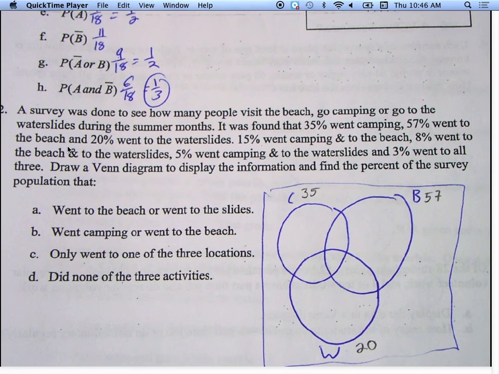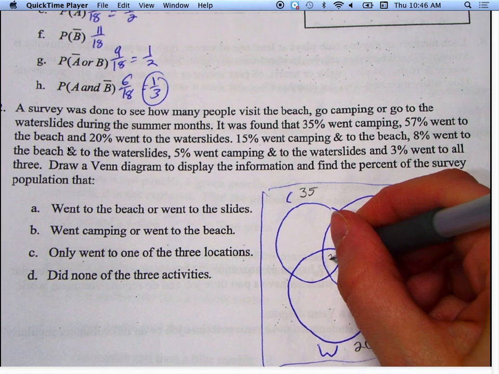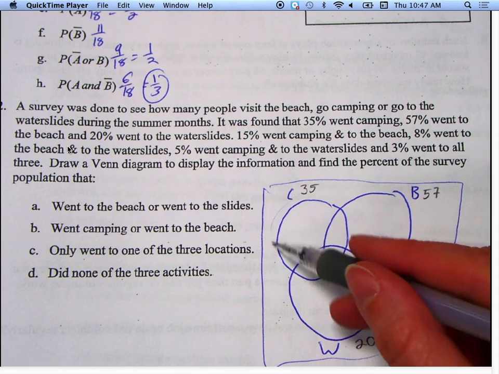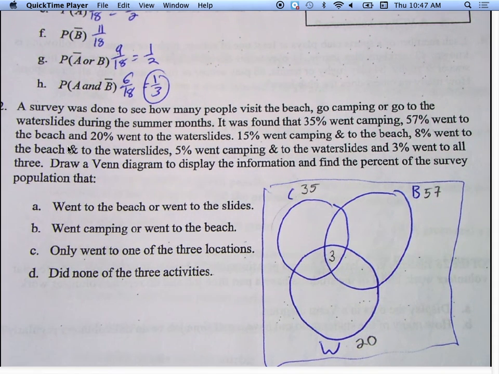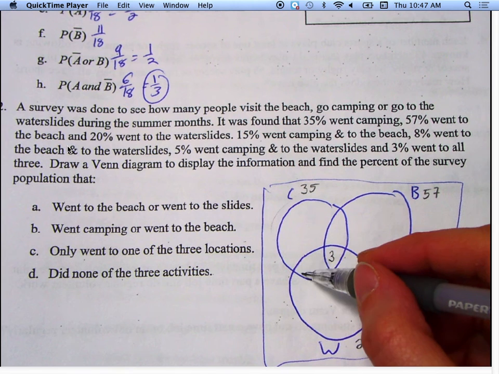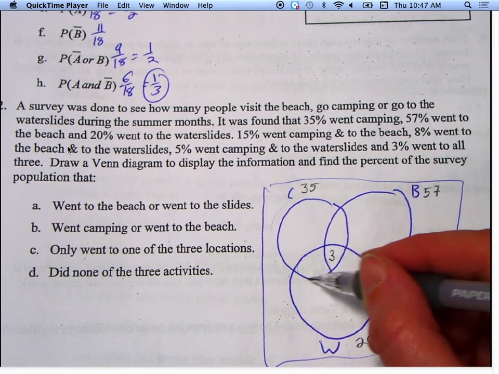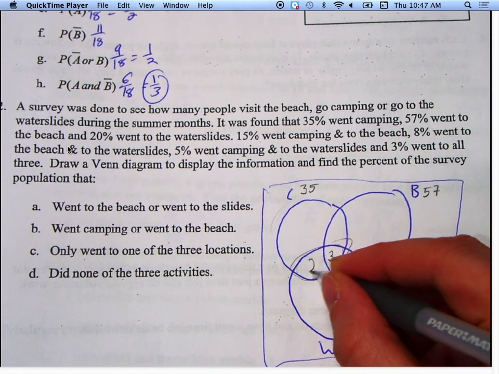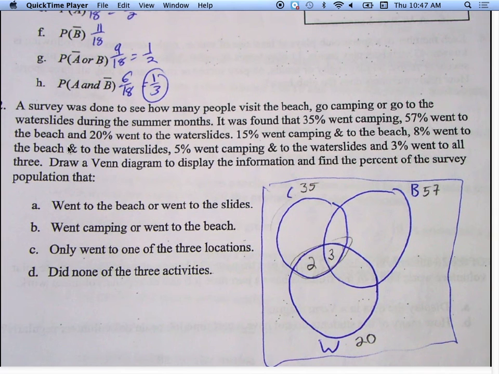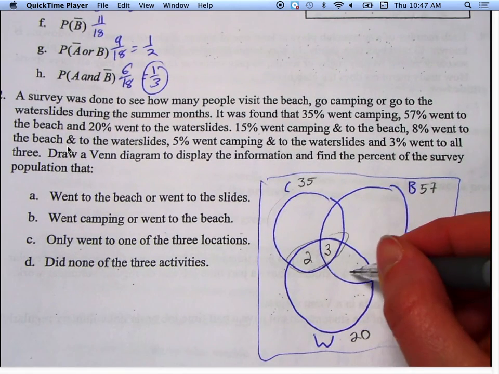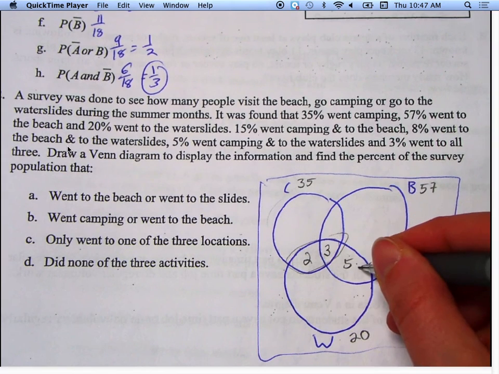That 3 I can put right in the middle right away. The reason I can't put 35 in here is because the total has to add up to 35. So now I'm going to back up. 5 went camping and the water slide, and 3% did all 3, so 5% should fit in this whole area. That means only 2 goes right here: 5 minus 3. 8 went to the beach and the water slide, so how many goes right here? 5. Good, so 3 plus 5 is 8%.